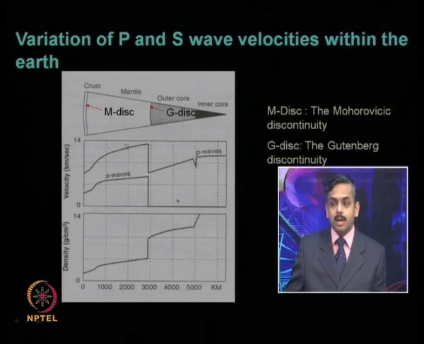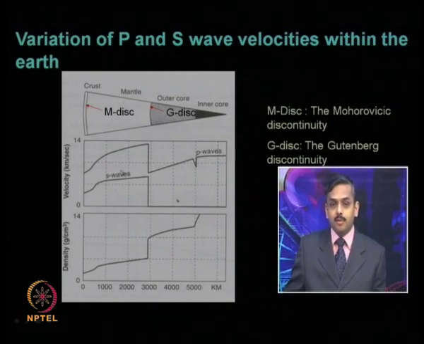So, this is the typical range, which varies from about 6 kilometer per second to almost close to about 13.5 kilometer per second, the highest value in this region of the mantle, and in the inner core it reaches about 11 kilometer per second.